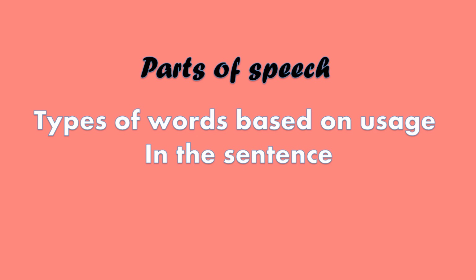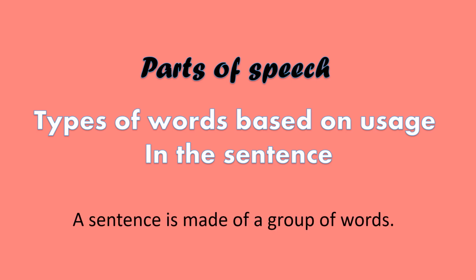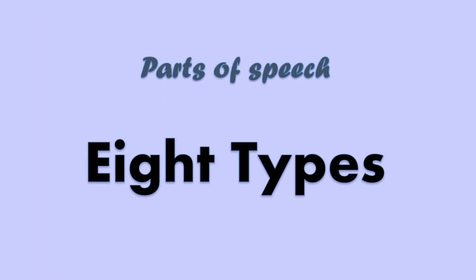Every sentence is made of different words. These words are divided into different types based on usage in the sentence. These types are called parts of speech. There are 8 types of parts of speech in English. Let's learn one type at a time.